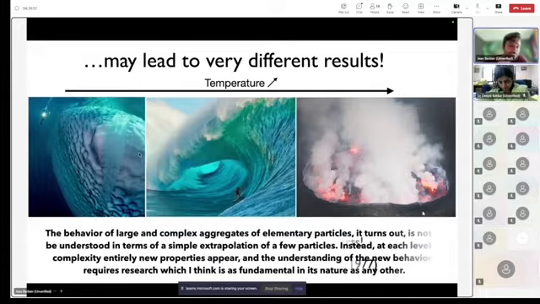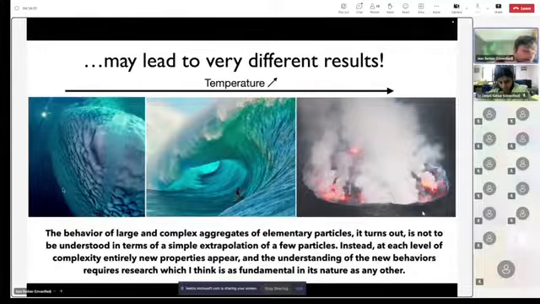Citing Anderson, the behavior of large and complex aggregates of elementary particles is not to be understood in terms of simple extrapolations of a few particles. Instead, at each level of complexity, entirely new properties appear, and the understanding of the new behaviors requires research which I think is as fundamental in its nature as any other. So this is the motto of statistical mechanics.